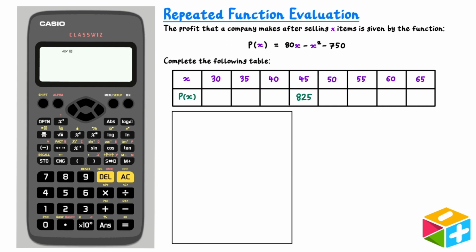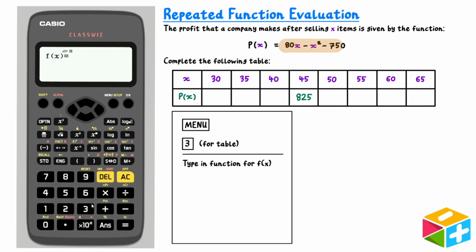The first step will be to press the menu button. We need to select Table Mode from the menu. We'll do this by pressing 3. At this point, we'll need to type in our function. In our example, we'll have to put in 80x minus x squared minus 750. We can begin by typing in the 80.